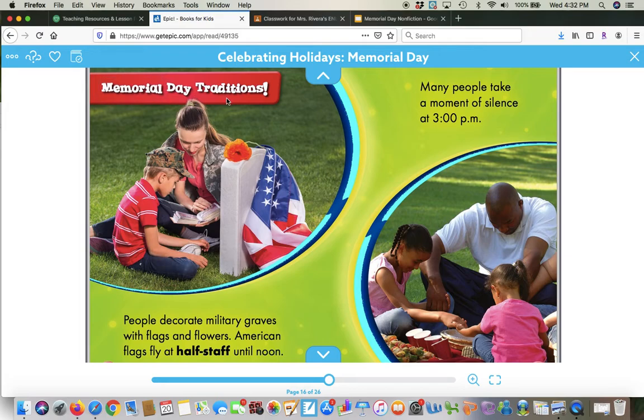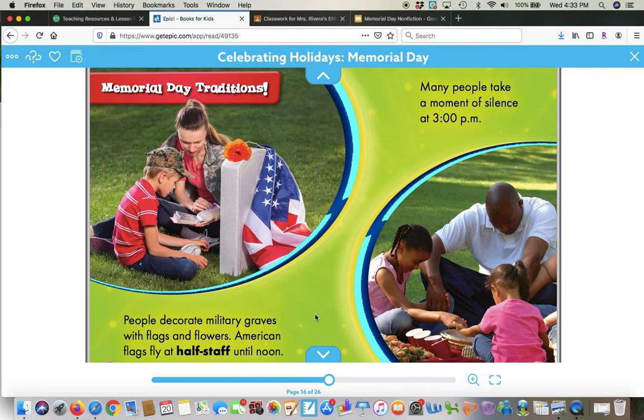Memorial Day traditions. Now remember, like for Christmas, a lot of you might have the tradition of opening gifts under the Christmas tree, or you might have a tradition of celebrating Halloween by dressing up in a costume. Now, a tradition for Memorial Day, it says, people decorate military graves with flags and flowers. We saw that in the beginning.